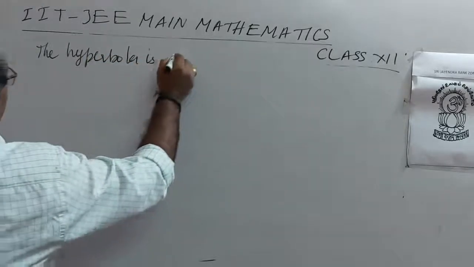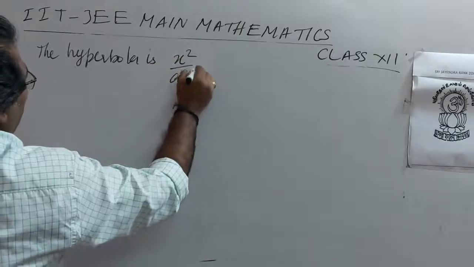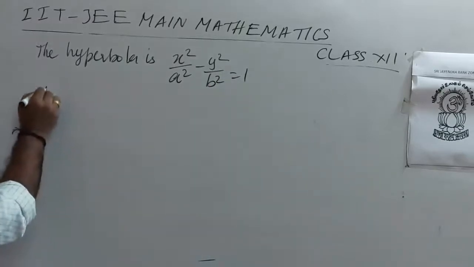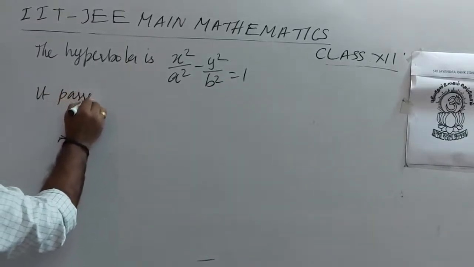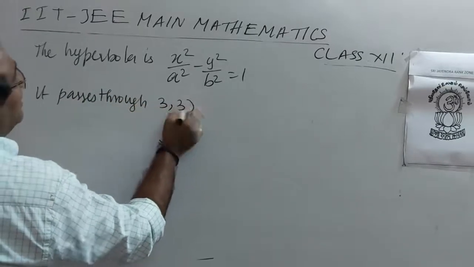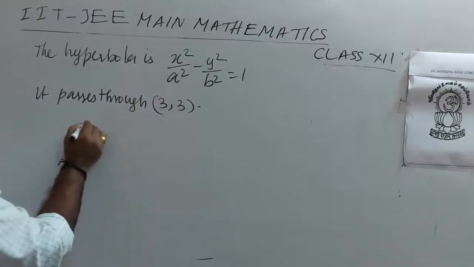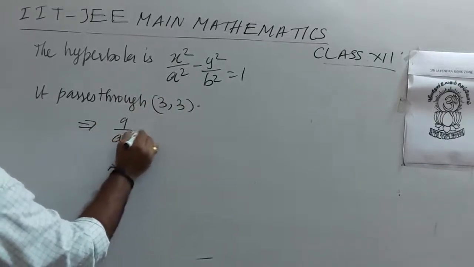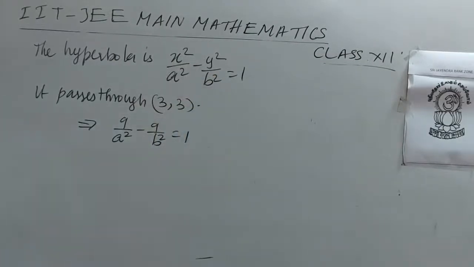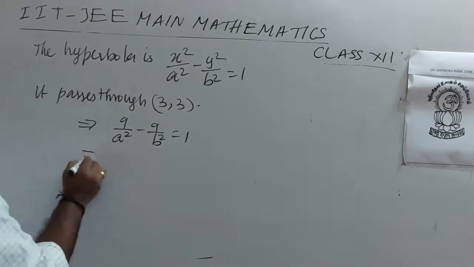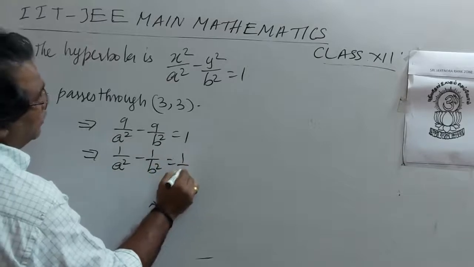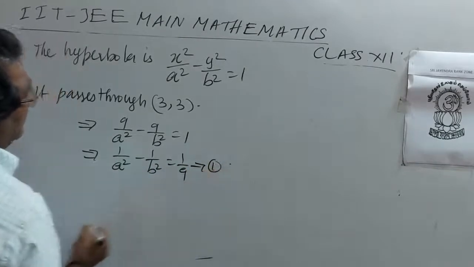The hyperbola is x squared by a squared minus y squared by b squared equal to 1. It passes through (3, 3), which means 9 by a squared minus 9 by b squared equal to 1. Dividing by 9, we get 1 by a squared minus 1 by b squared equal to 1 by 9. Let it be 1.